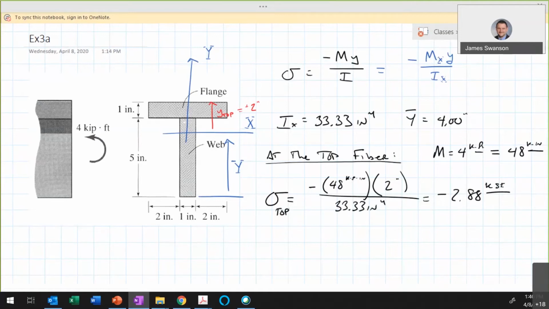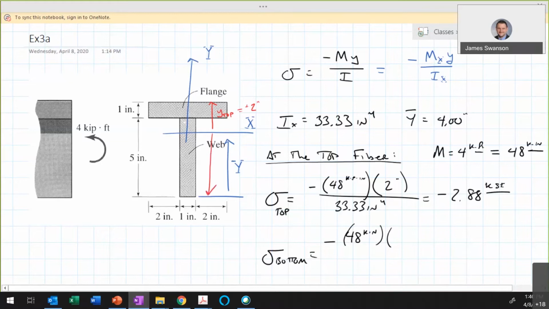Okay, so if we calculate the stress at the bottom fiber now, so go in here, say sigma bottom looks like that. And this is equal to minus M times y over I. So in this case, M is still 48 kip inches. I'll just write kin. If you're in Kentucky, you'll know what I mean. And then the distance to the bottom fiber is, let's see, illustrate that up here. So that's this distance here. So that's y for the bottom. All right, and that distance is 4 inches.